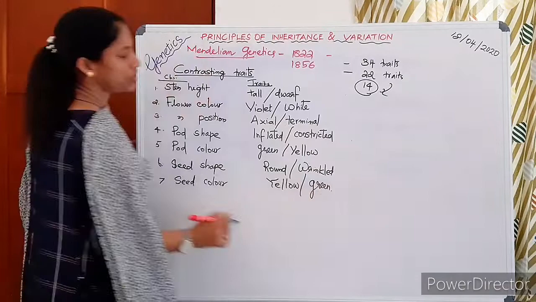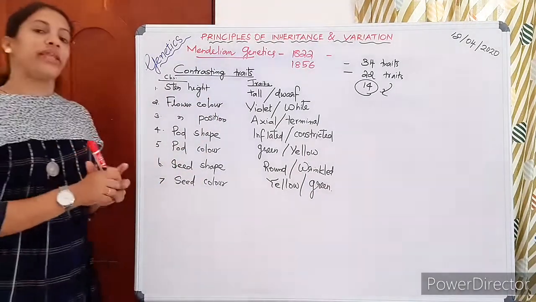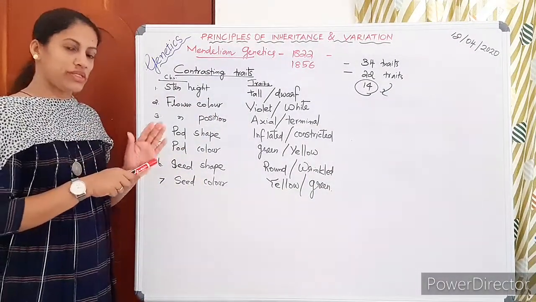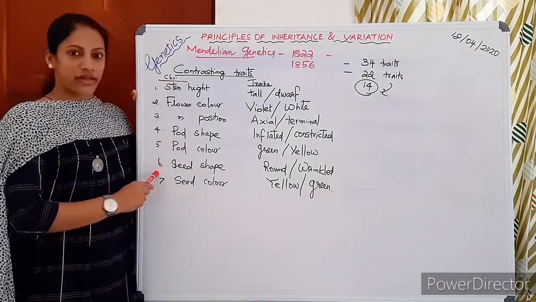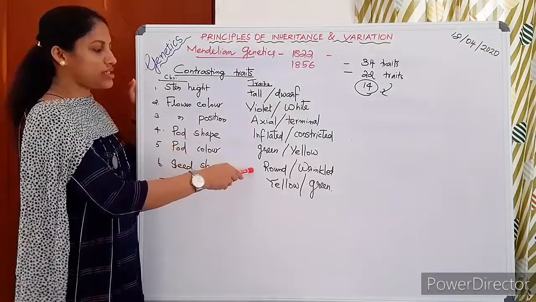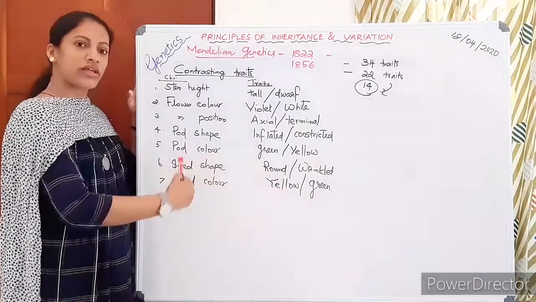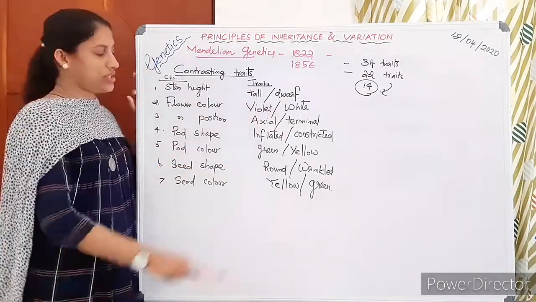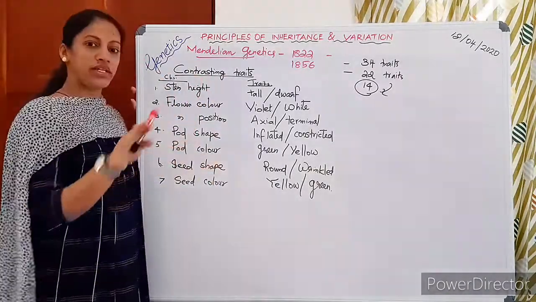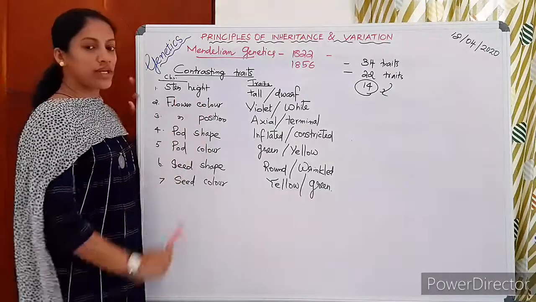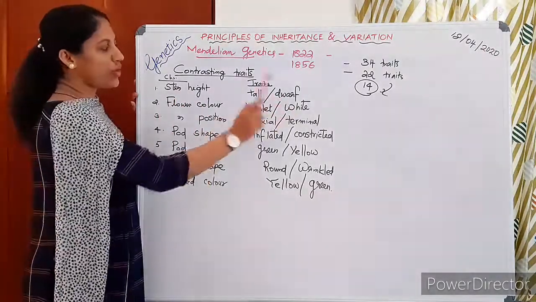Okay, some more things to remember, study here. See, Mendel, for his main experiments, used these 7 characters with contrasting traits. 7 characters, 14 contrasting traits. Stem height, the 2 contrasting traits, tall and dwarf. Then flower color, violet, white.